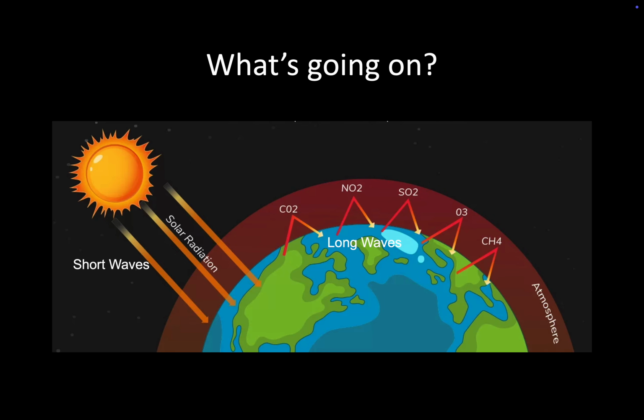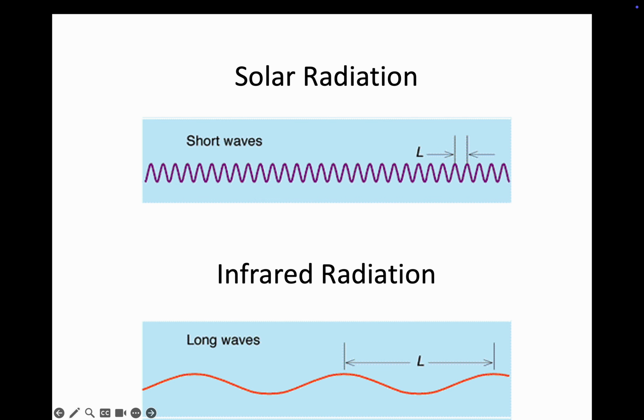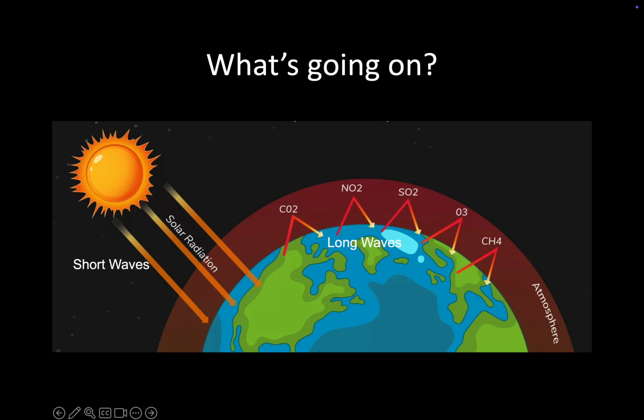But this is where the gases come into effect, because as that energy is absorbed and reflected, it's reflected as a different type of energy called infrared. Let me go back to an earlier screen. Do you remember this? Infrared radiation is different than solar radiation. It's long waves, it's not short waves. So as that solar radiation gets in, because it's short waves, it passes through our atmosphere and gets absorbed by the Earth, but when the Earth emits it again and releases it, it comes back as long waves.